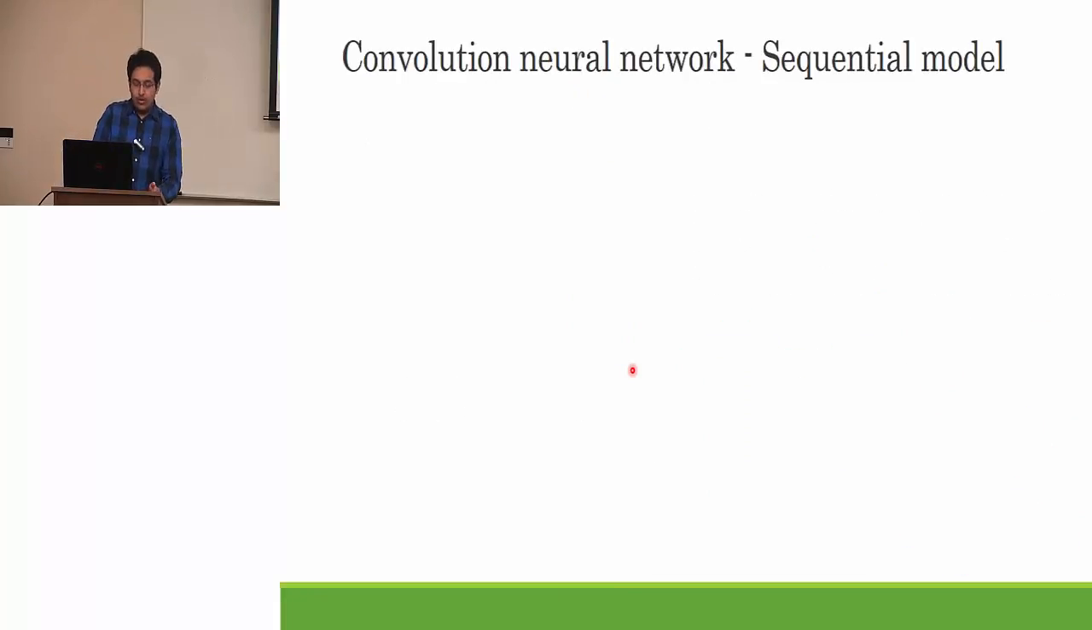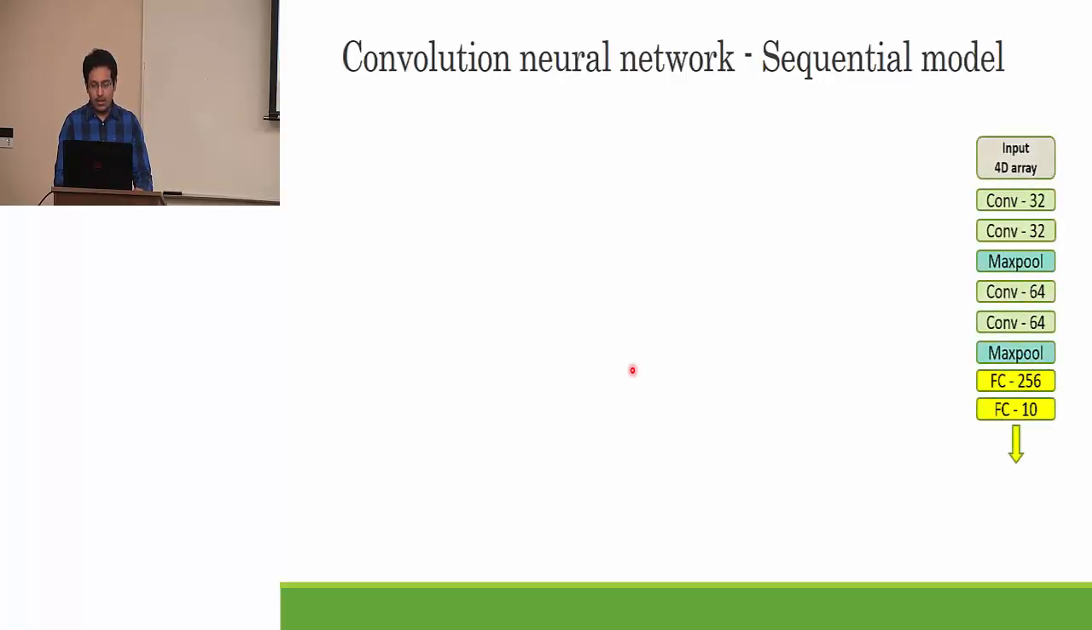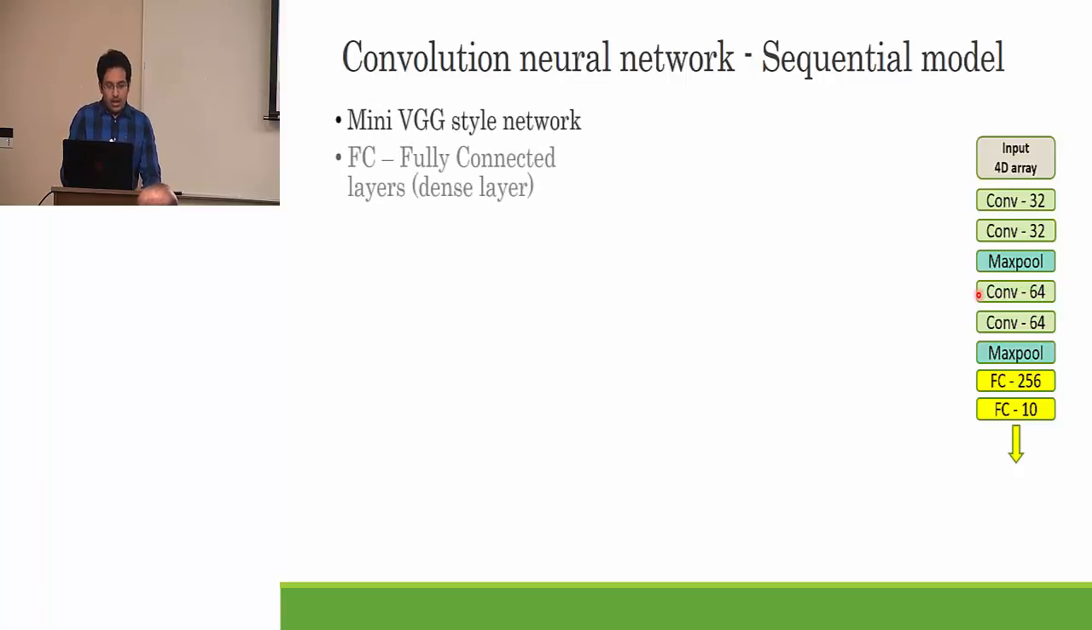So let's look at an example of how to implement a convolutional neural network using sequential model. So we can see a network here which takes a 4D input array and 4 convolution layers and 2 max pool layers and 2 fully connected layers. This is a mini VGG style architecture. VGG generally has about 16 or 19 layers. This has about 6. FC refers to fully connected, or it's the same as the dense layers.